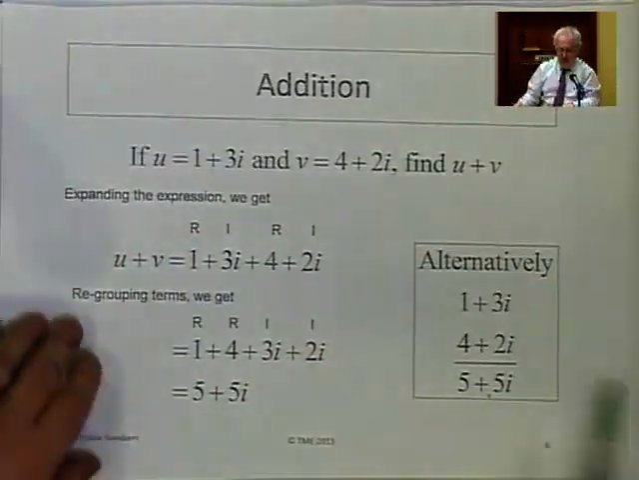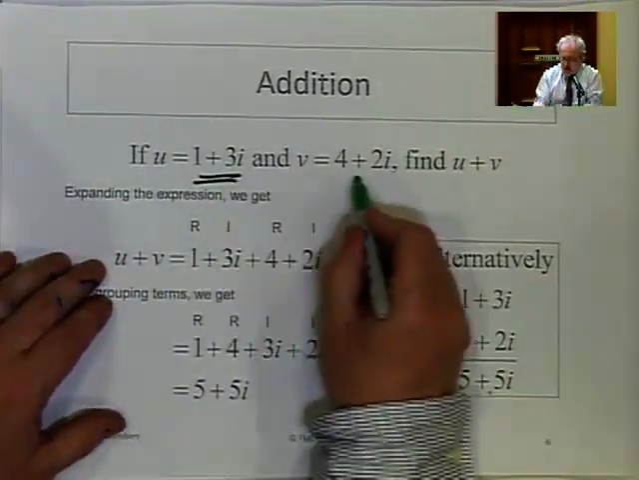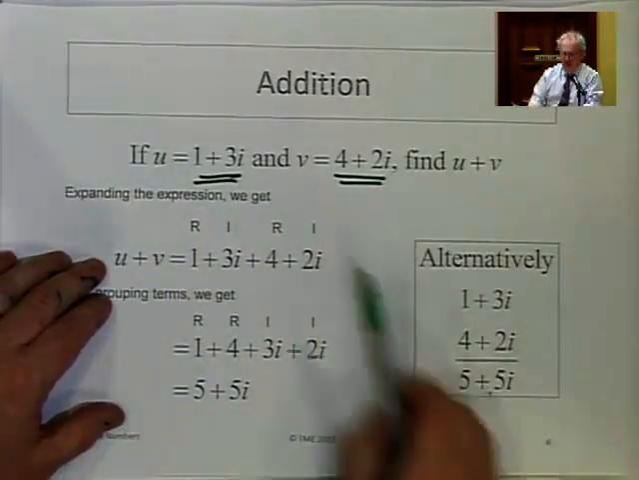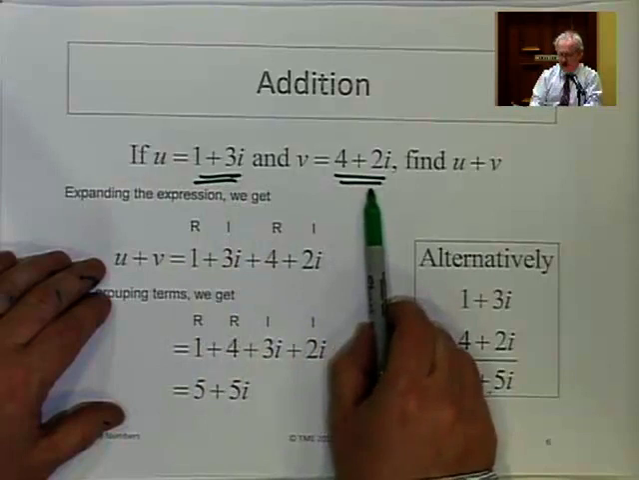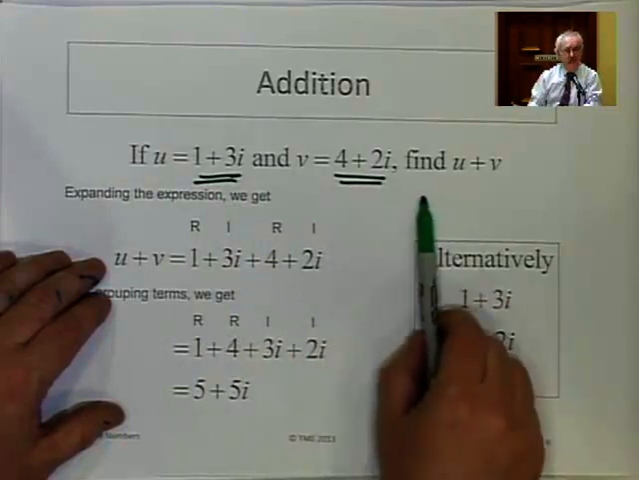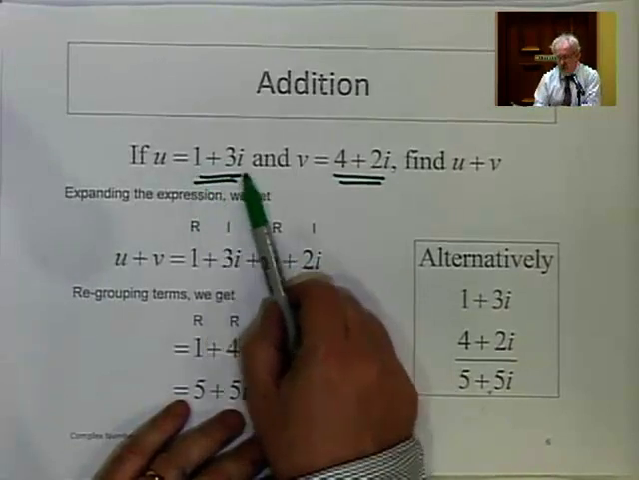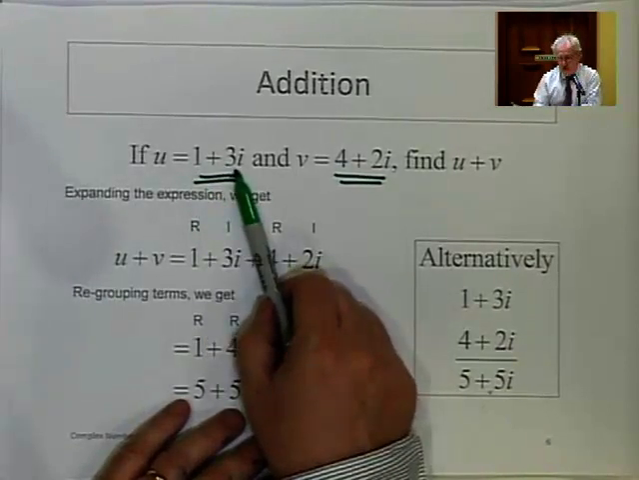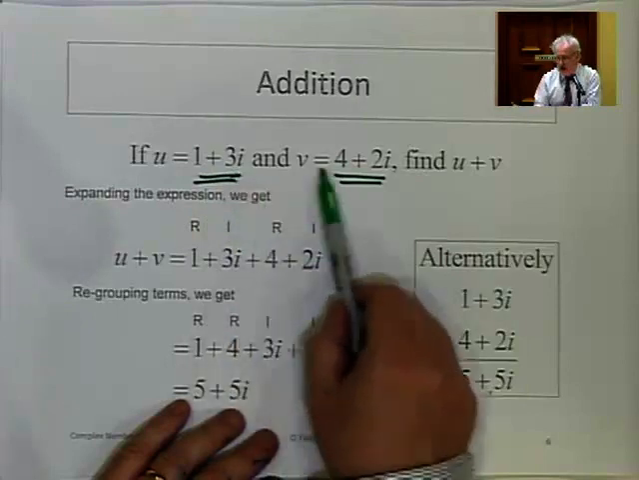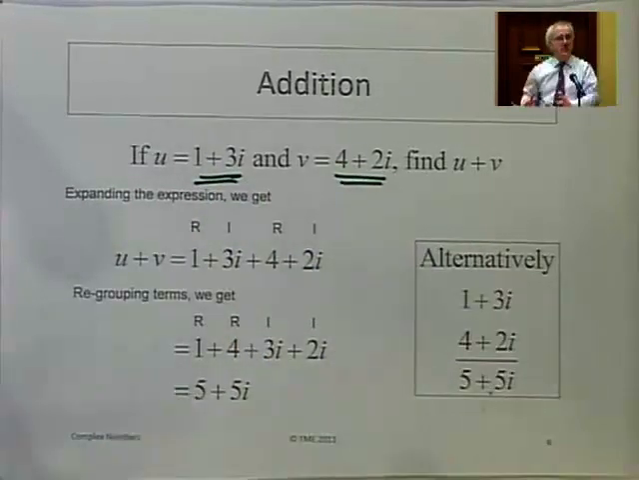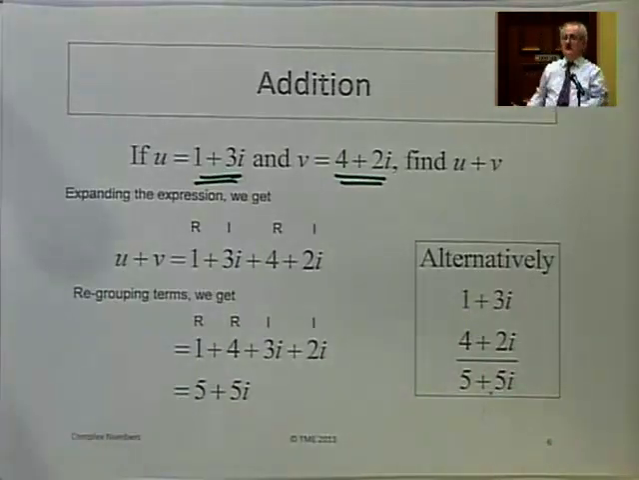The addition is 1 plus 3i and 4 plus 2i. How do you add them? Well, this is no different than if somebody said the real numbers are bananas and the imaginaries are oranges. 1 banana and 3 oranges, 4 bananas and 2 oranges. Add them up. And like anybody else, you'd put the things in the right piles together.